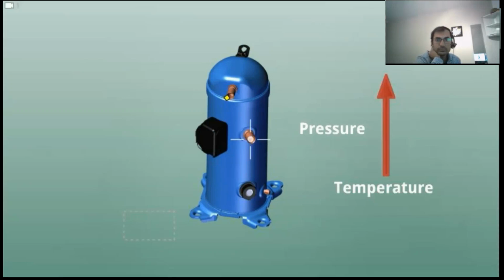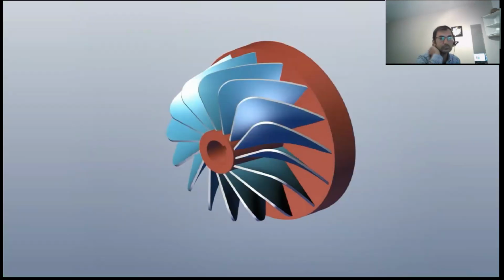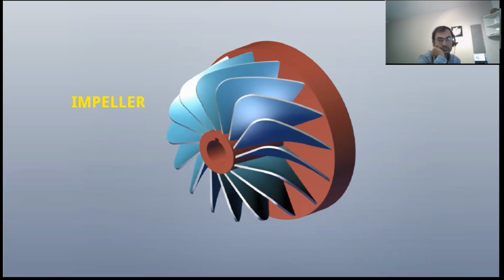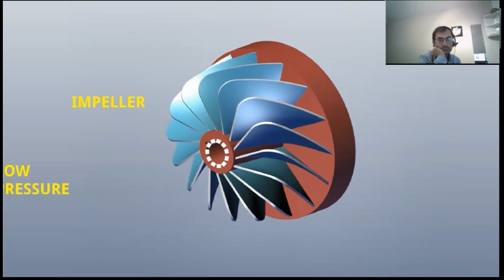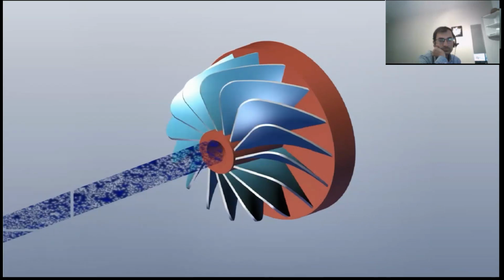So what is the main function of the compressor in the refrigeration cycle? The main functions are circulation of refrigerant, increasing vaporization in the evaporator, and helping heat rejection. Let us try to understand. So this is the impeller of the compressor and it is connected to a motor. When the motor runs, the impeller will also rotate. And the rotation of the compressor impeller creates a low pressure here. And low pressure means definitely it will take the refrigerant vapor from the evaporator.